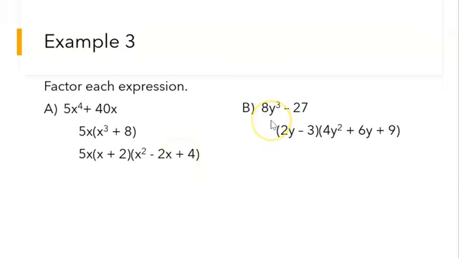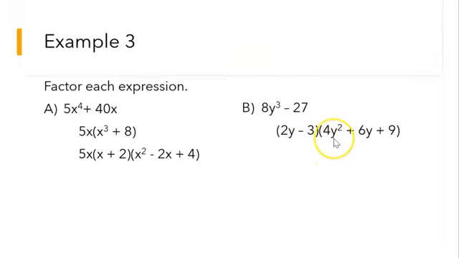In the other example, I noticed that these were also perfect cubes. The cube root of 8y cubed is 2y, and the cube root of 27 is 3. So I wrote those down, and I copied the minus sign.